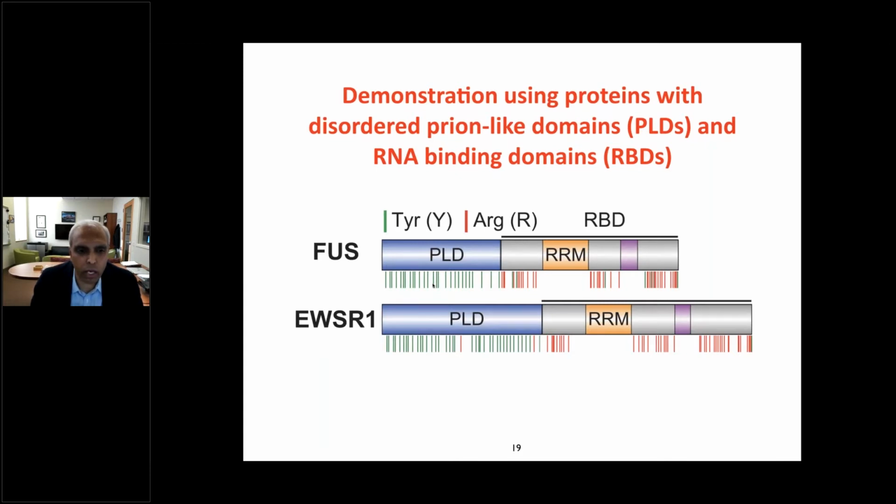So here I show you two examples, the protein FUS and the protein EWSR1. These are proteins that have two distinctive domains, a so-called prion-like domain shown in blue, an RNA binding domain that encompasses intrinsically disordered regions shown in gray, and of course folded RNA recognition modules. The sequence has been bar-coded, if you will, with tyrosines and arginines for a reason that will become clear in the next minute or so.